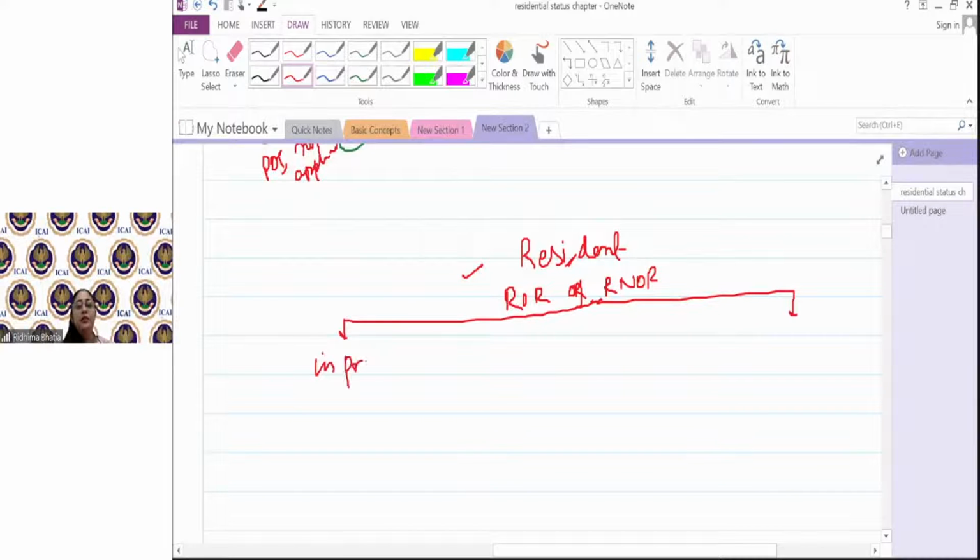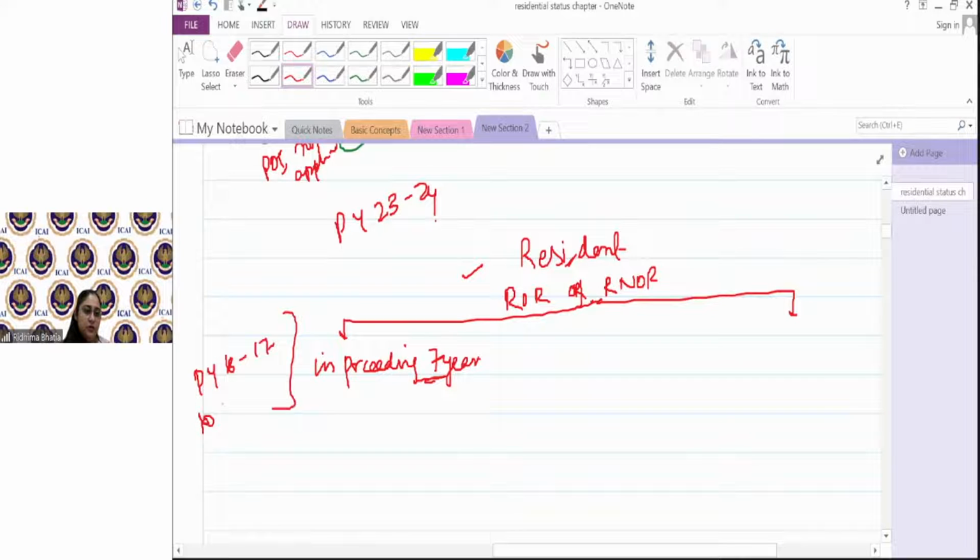अब यहाँ पे in preceding 7 years. So if I'm talking about previous year 23-24, preceding 7 years means from previous year 16-17 to previous year 22-23. In preceding 7 years, he has to be in India for 730 days or more. यानी एक तो 730 days वाला condition है ही.